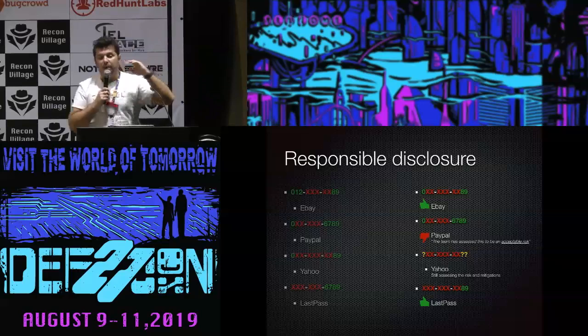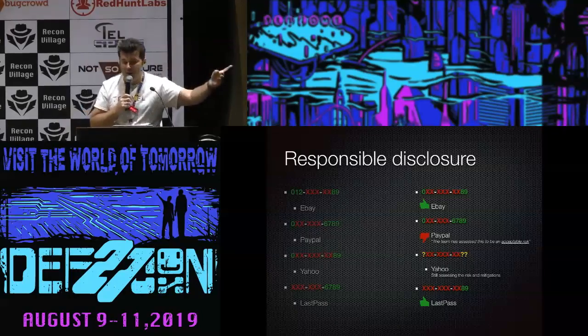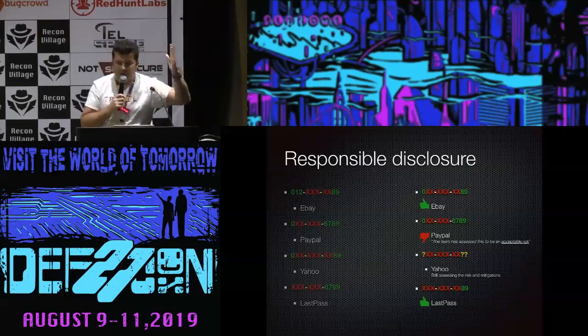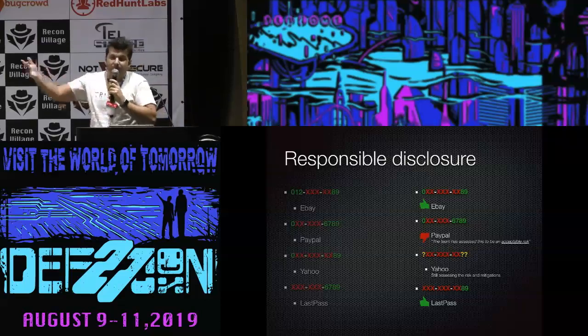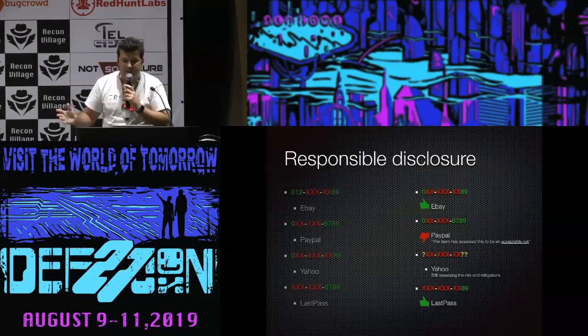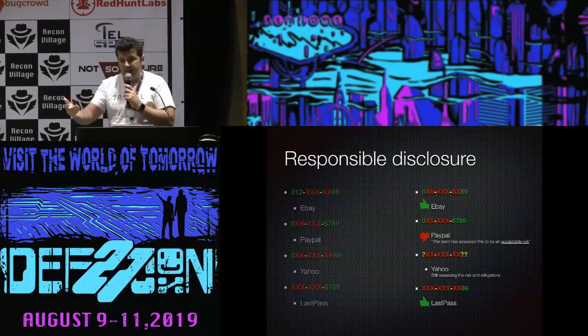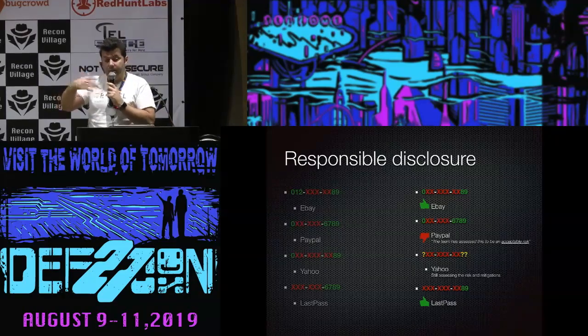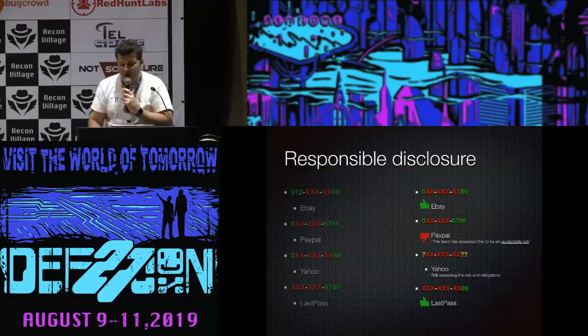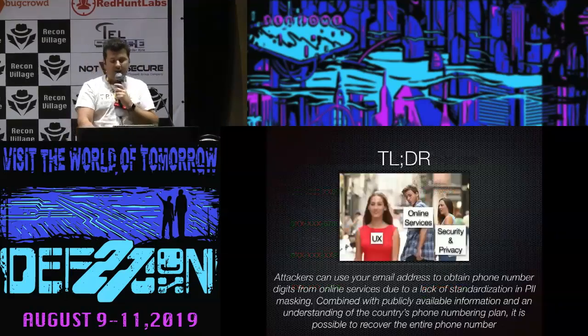Responsible disclosure: eBay is now only showing 1, and the last 2 is not perfect, but at least it's better. PayPal, for whatever reason, decided this is working as designed. Yahoo is still assessing the risks and mitigations, and LastPass acted immediately, and it's only showing the last 2 now.